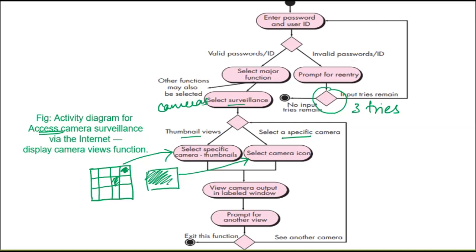Now if you want to see another camera, then again your flowchart diagram, that is the control, is going to be passed to this specific decision box, where again you're going to start from thumbnail view or specific camera view. If you just want to see one specific view, you're going to exit the function. So this is an activity diagram for camera surveillance. This is your activity diagram.